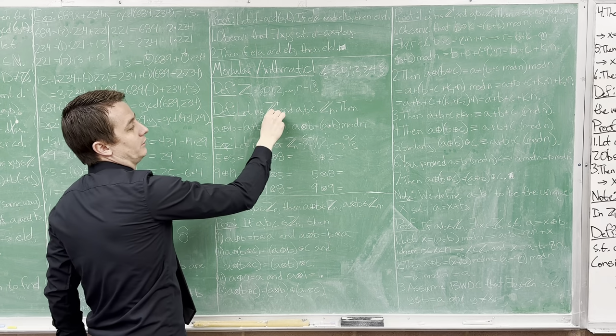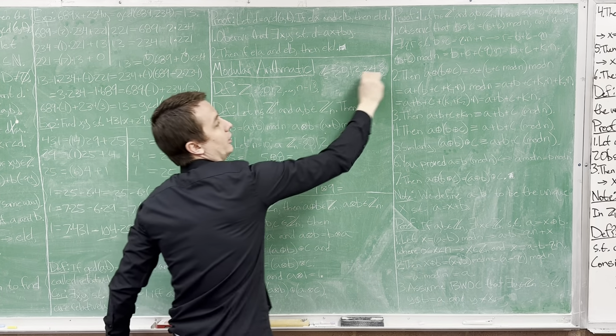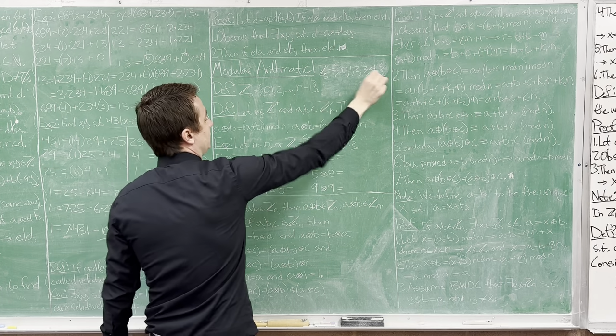Let n be some positive integer, and let A and B be members of Zn. So n is going to be how many elements are in the set, something like 5 or 10 or whatever. And A and B are going to be 2 random things in the set.